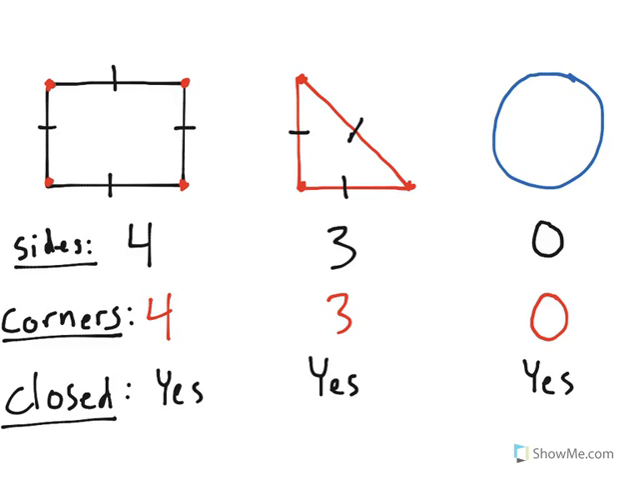These are all defining attributes of the shapes. That's how you go about looking for these attributes. You identify where they are, and you count them.